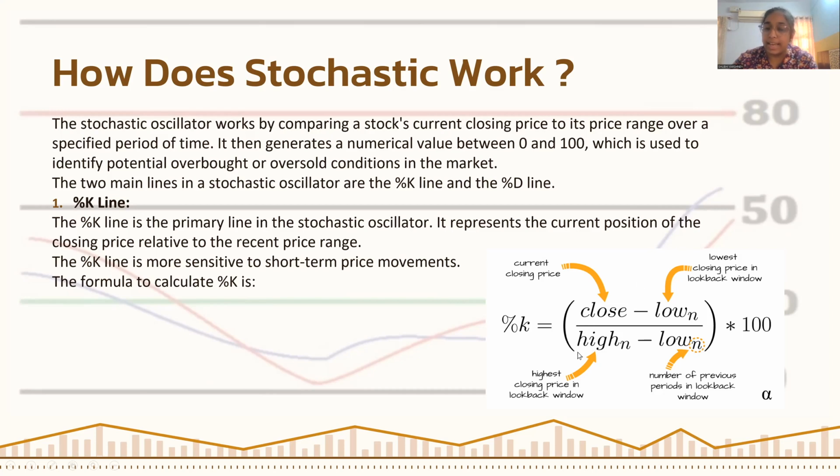One can see that %K can be calculated as close minus low n, divided by high n minus low n, where close represents the current closing price, low n represents the lowest price in the specific period of time, high n represents the highest price in the particular period of time, and n represents the period of time. By default, it is taken as 14 days. Then this whole value is multiplied by 100 to get a percentage between 0 and 100.